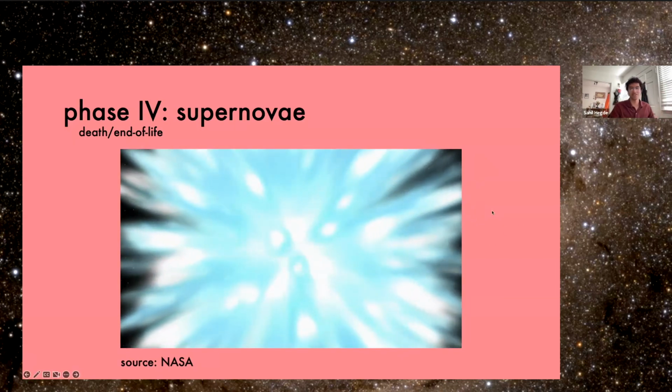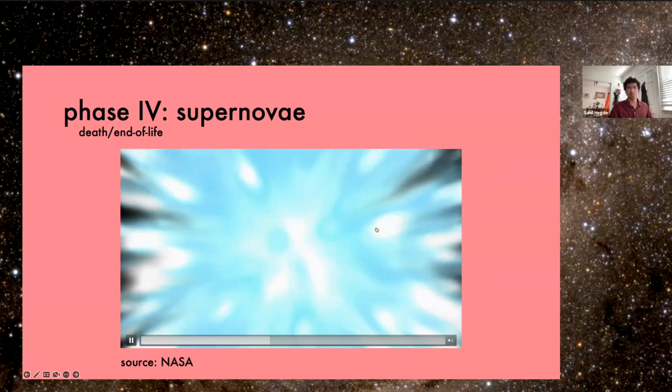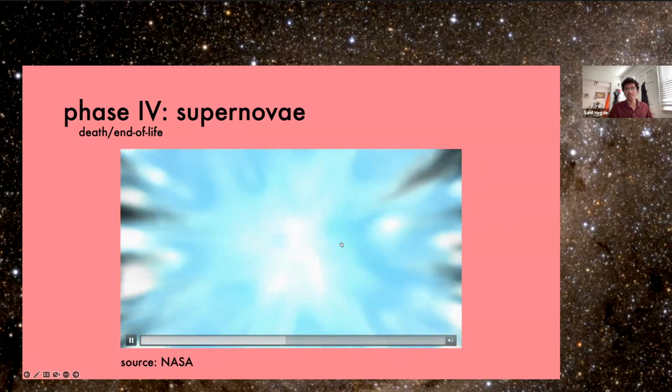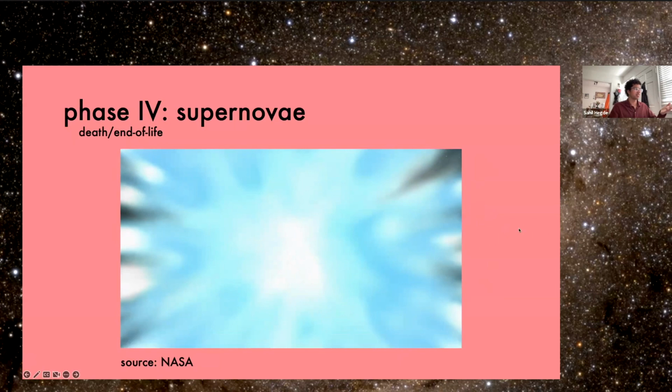And I don't think this is exactly what it would look like. If you were this close, you would probably not be seeing anything, but it is a spectacular thing. And we have observed these supernovae from very far away within our galaxy and in other galaxies. And so that's what happens for a massive star at the end of its life. And we'll talk more about that a little bit later.